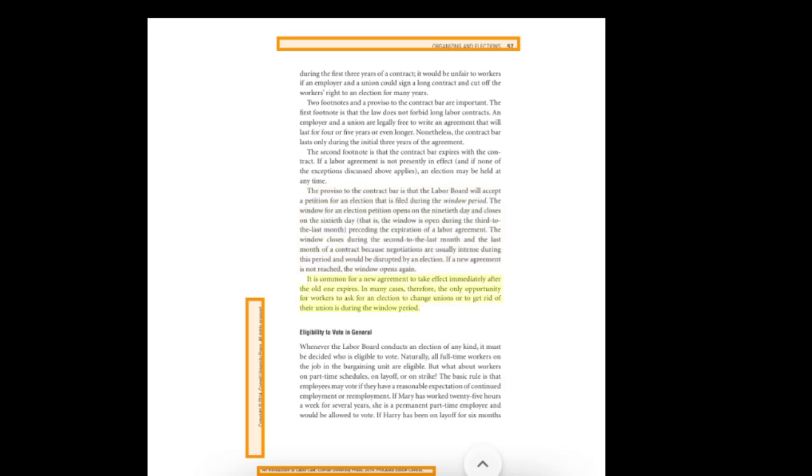It is common for a new agreement to take effect immediately after the old one expires. In many cases, therefore, the only opportunity for workers to ask for an election to change unions or to get rid of their union is during the window period.